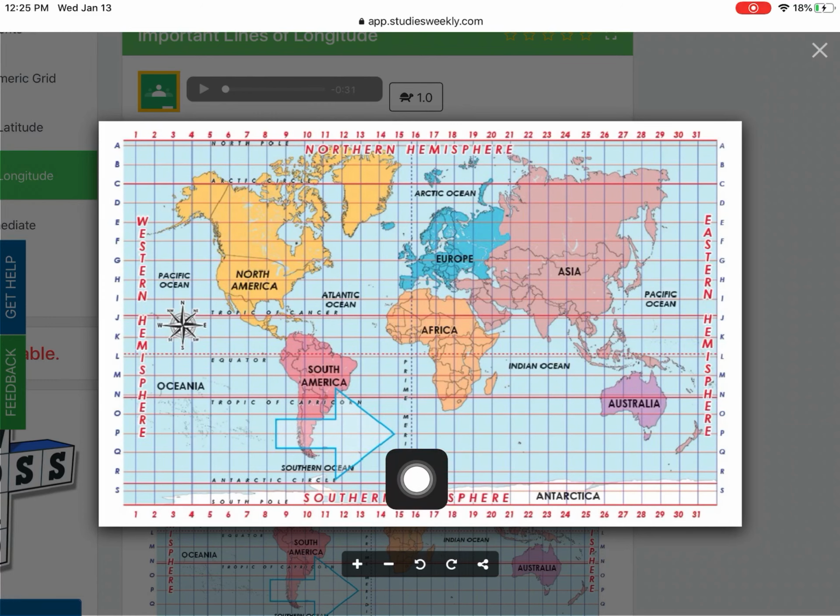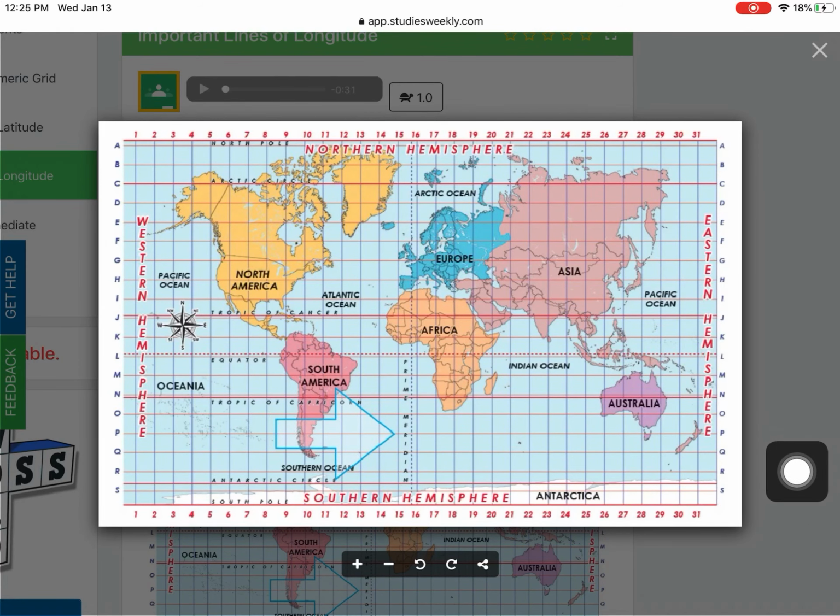So again, looking at my map here, my prime meridian is that blue line right here, that dotted line that goes right through the center vertically. So everything on this side of that line is the Eastern Hemisphere. If I come back to this line, everything on the other side, over here, this is the Western Hemisphere.